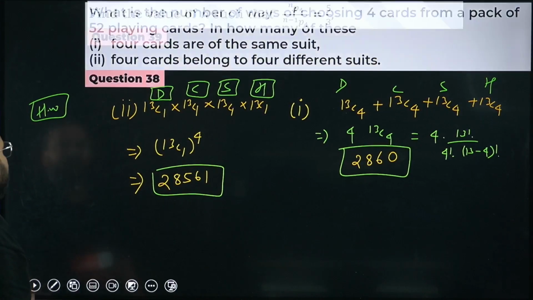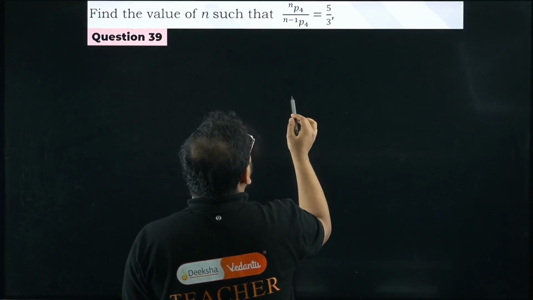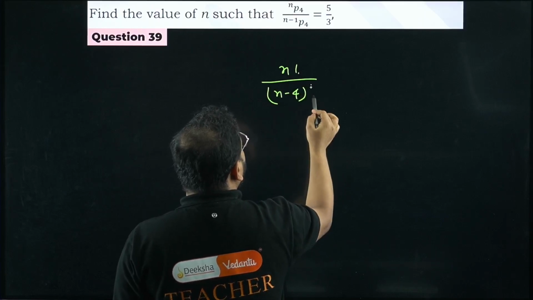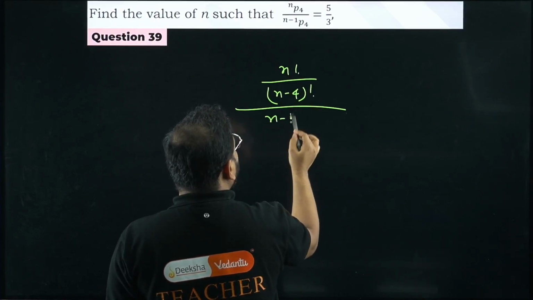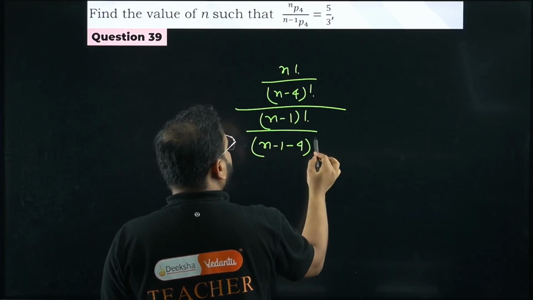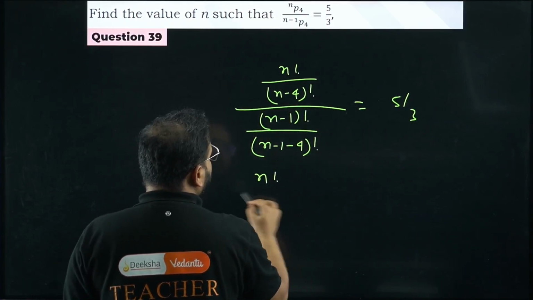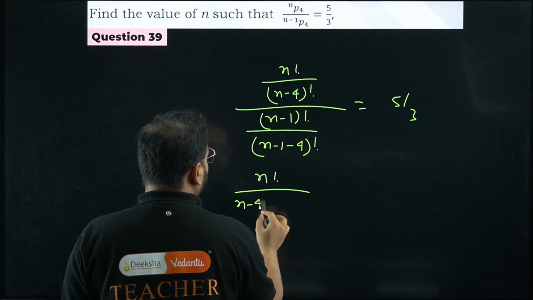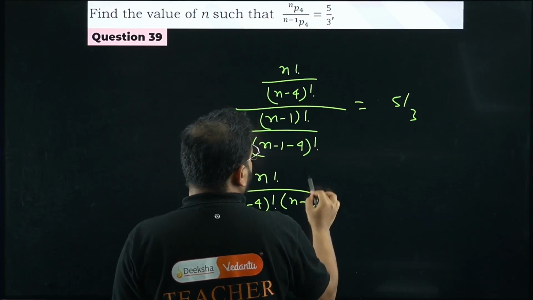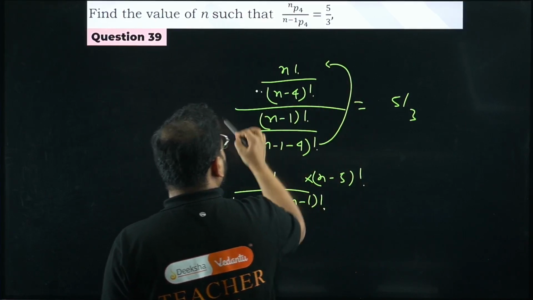38 is done. 39 now. Find the value of n such that nP4 divided by (n minus 1)P4 equals 5 by 3. Simple question. nP4 will become n factorial upon n minus 4 factorial, divided by n minus 1 factorial upon n minus 1 minus 4 factorial, equals 5 by 3. Can I simplify this? It will become n factorial upon n minus 4 factorial into n minus 5 factorial upon n minus 1 factorial. This will go up and this will come down.